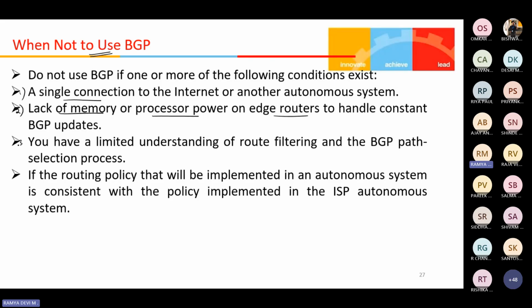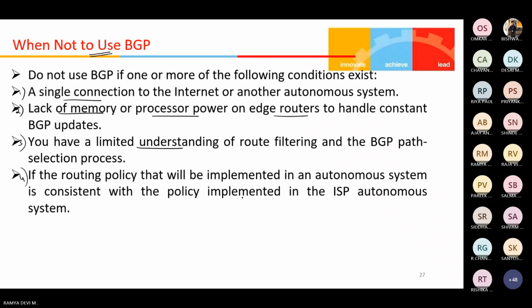And the third condition is limited BGP knowledge. You don't have a strong understanding of route filtering and BGP path selection. It can lead to misconfigurations, which in turn lead to routing issues or global route leaks. So in that case, you have to avoid BGP, right? And the fourth one, matching ISP routing policy.